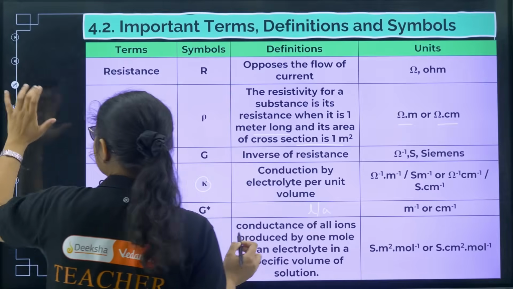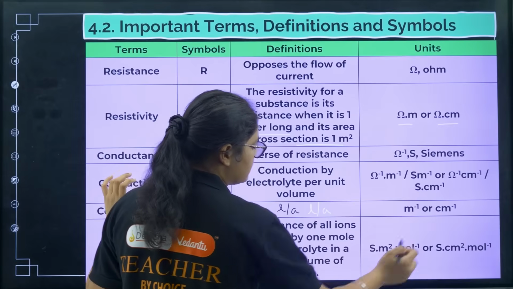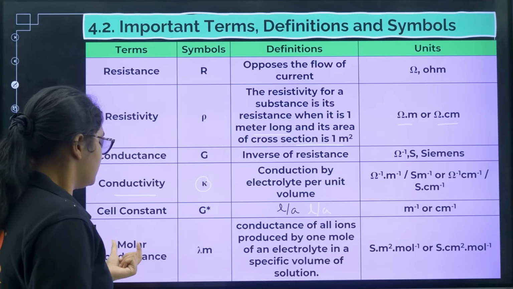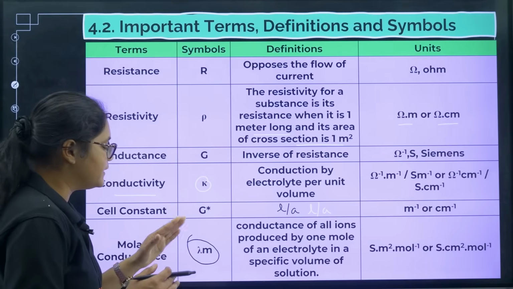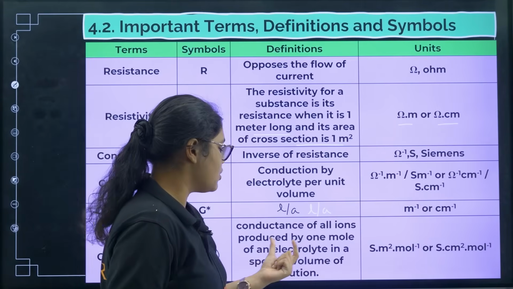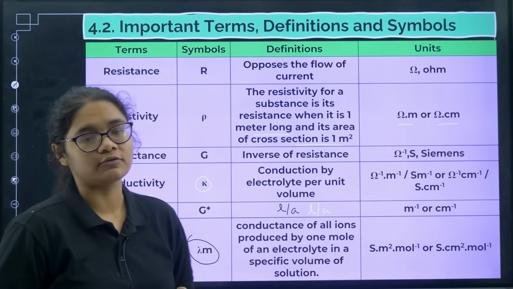The formula of this one is L by A. Length by area, units is centimeter inverse or meter inverse. Then you have molar conductance, represented by lambda m, that is the conductance of all the ions produced by 1 mole of an electrolyte in a specific volume of the solution.